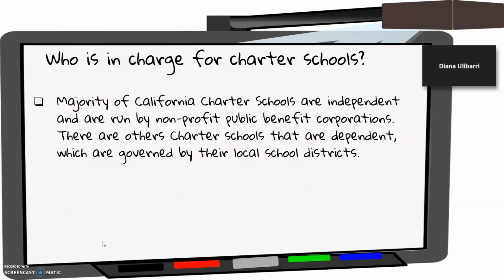So who is in charge of charter schools? The majority of California charter schools are independent and are run by nonprofit public benefit corporations, but there are also other charter schools that are dependent, which are governed by their local school districts.